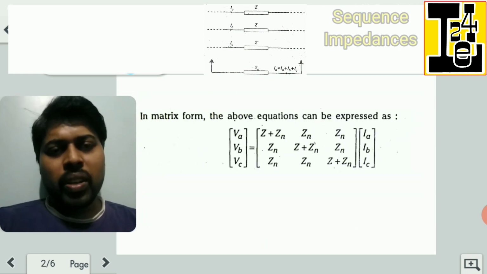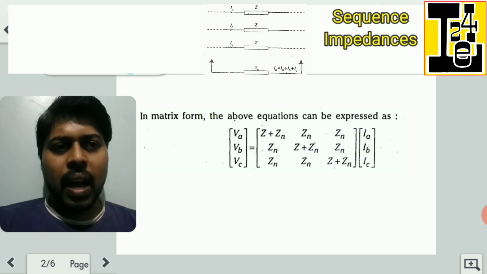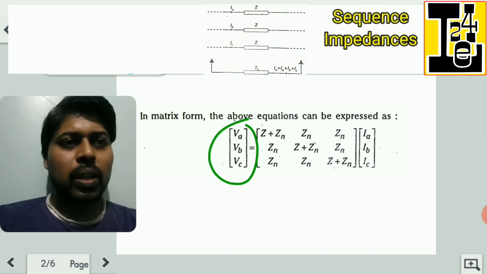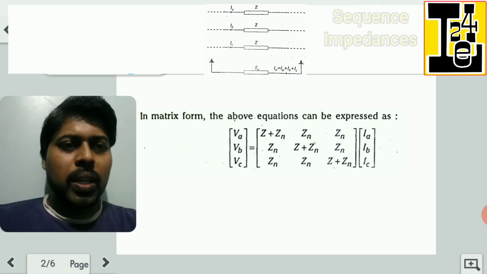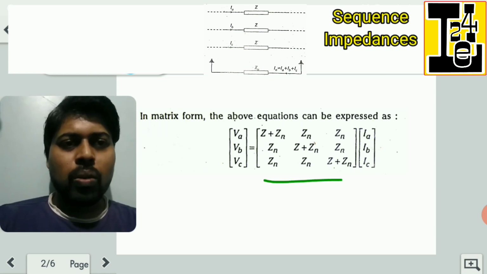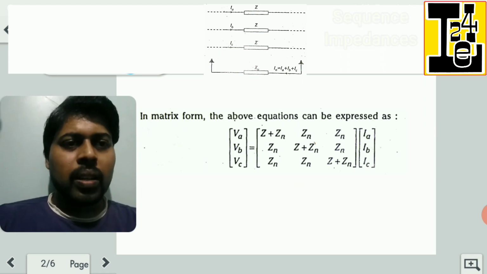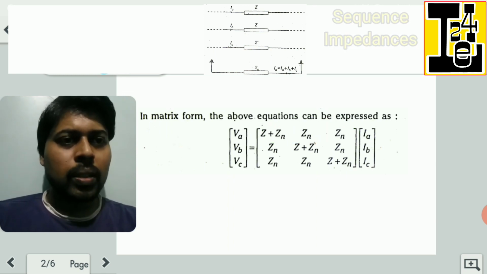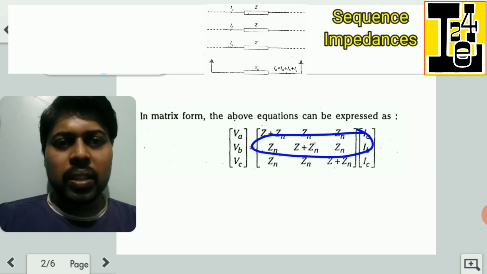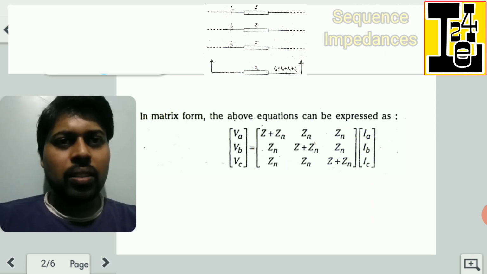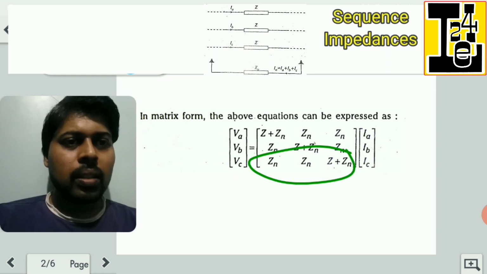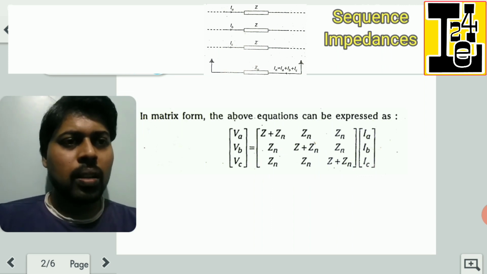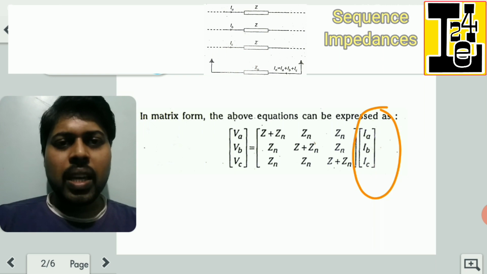In matrix form, these three equations can be represented as: the column matrix VA, VB, VC equals a 3 by 3 matrix, that is first row Z plus Zn, Zn, Zn, and the second row as Zn, Z plus Zn, Zn, and the third row as Zn, Zn, Z plus Zn, into a column matrix IA, IB, IC.